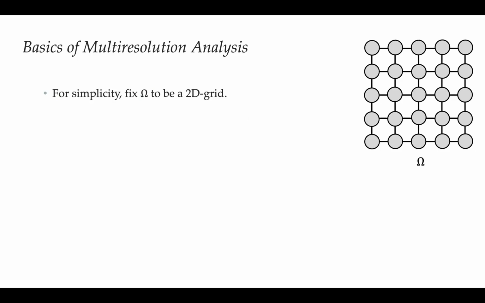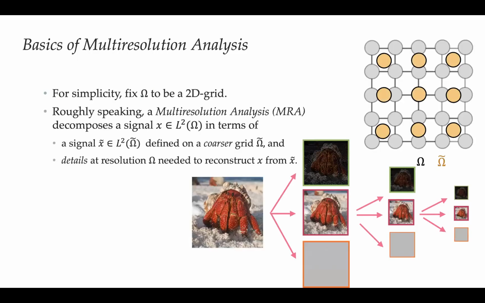One can think about multi-resolution analysis on all the domains that you are going to see in this class. So let's think about the 2D grid, omega, a grid of pixels. And a multi-resolution analysis, again being quite informal here in the interest of time, is really a scheme to decompose a signal that lives in that domain in terms of a signal that lives in a smaller domain, a coarser domain, right?